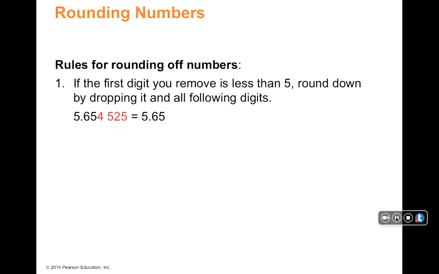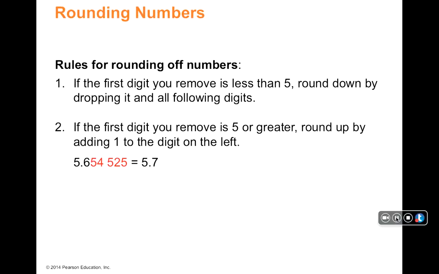If the first digit you remove is less than 5, you round down by dropping it and all the following digits. So if you're looking at a number here that says 5.654525, and you know your answer has to be to 3 significant digits, then you are looking immediately to the right of that 3, so looking at the 4 that's there. It's less than 5, and so you drop it and all of the following digits, leaving you with 5.65. The other way to think about this is, if that digit is less than 5, you essentially leave it alone, and it becomes 5.65 as it was before. I find that an easier way to think about that.